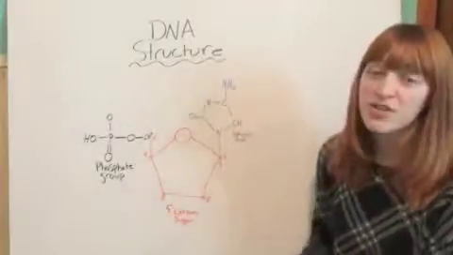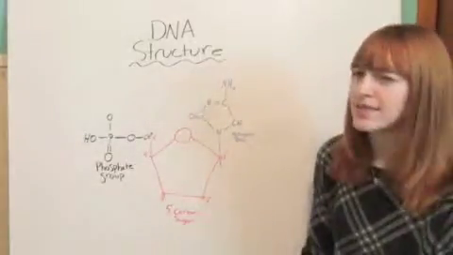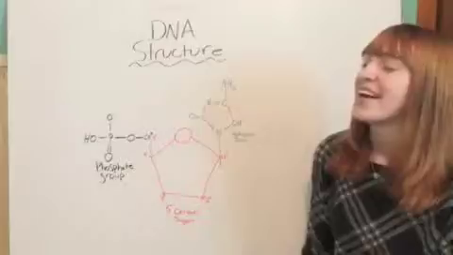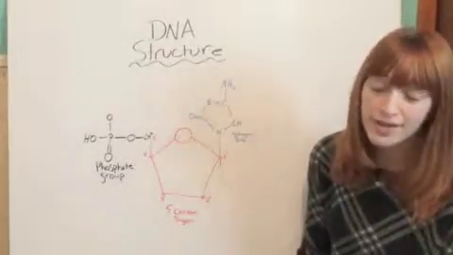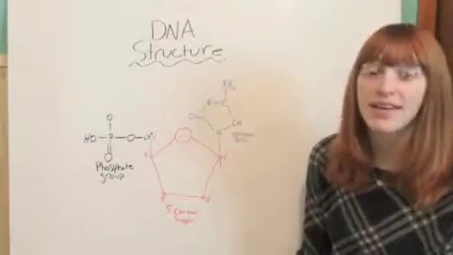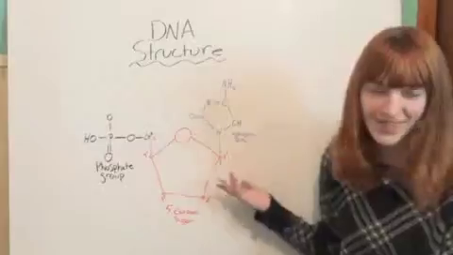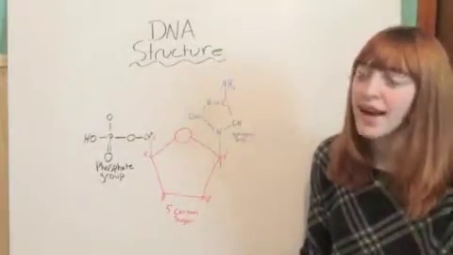Now, there are 4 nitrogen bases in DNA. This one happens to be cytosine, and we'll talk about what that means here in a minute. The 4 bases are adenine, thymine, cytosine, and guanine, again, in DNA. Pyrimidines are thymine and cytosine, again, this is cytosine. Now, purines are adenine and guanine.